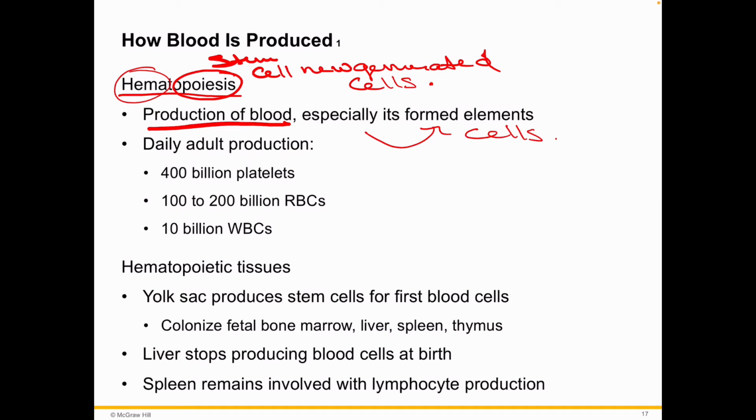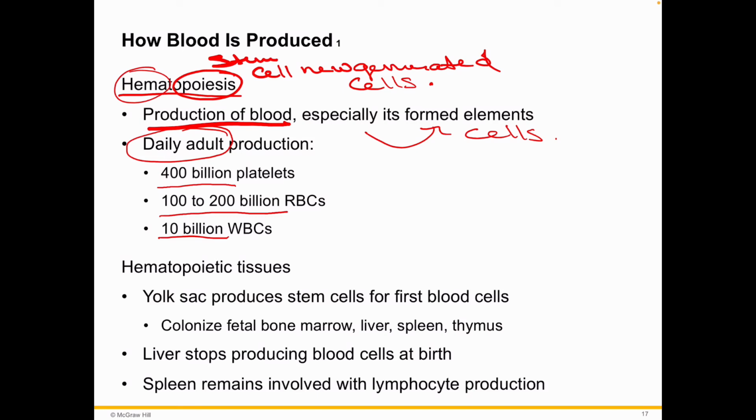So every day, an average adult, like a younger, healthy adult, makes about 400 billion platelets, about 100 to 200 billion red blood cells, and 10 billion white blood cells. So this is quite a bit.